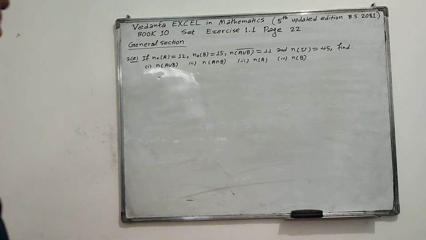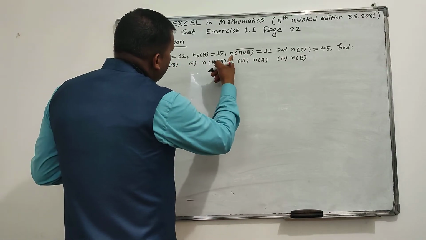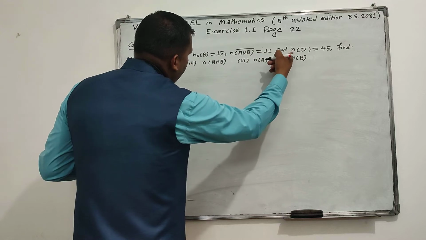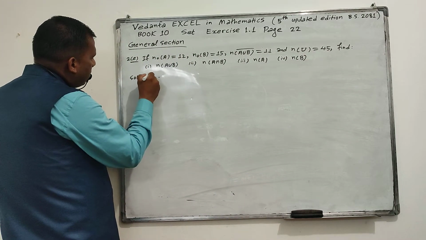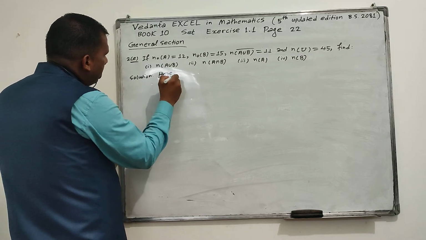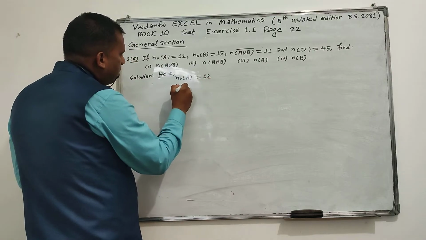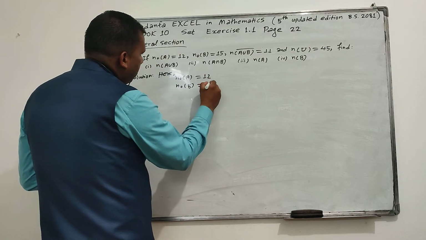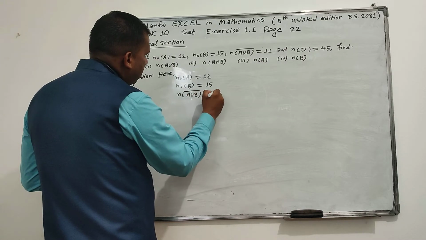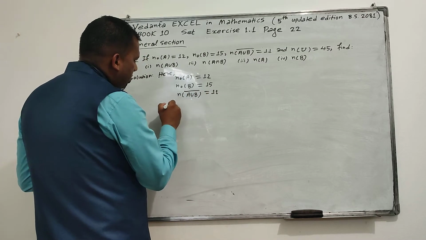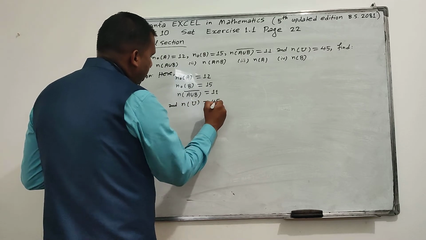Now, next question 2E. If n not A is 12, n not B is 15, number of (A union B) whole complement is 11, and number of U is 45, find the following. Now, its solution. Here, n not A is 12, n not B is 15, number of (A union B) whole complement is 11, and number of U is 45.